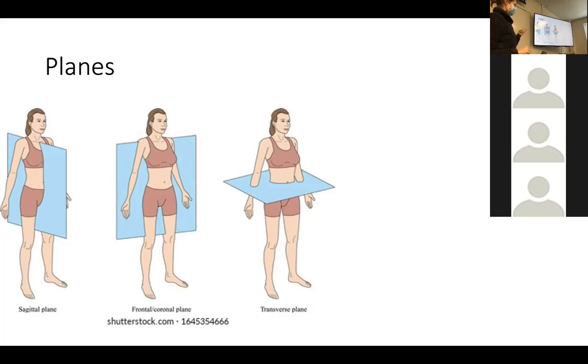So we have three, technically three different planes that we can cut the body into. So if we cut the body down the middle, so there's a right and left, that's the sagittal plane.